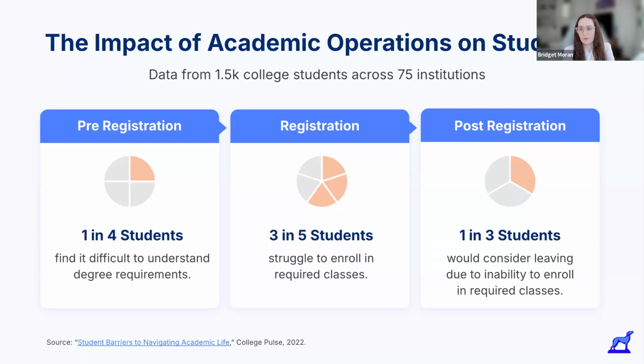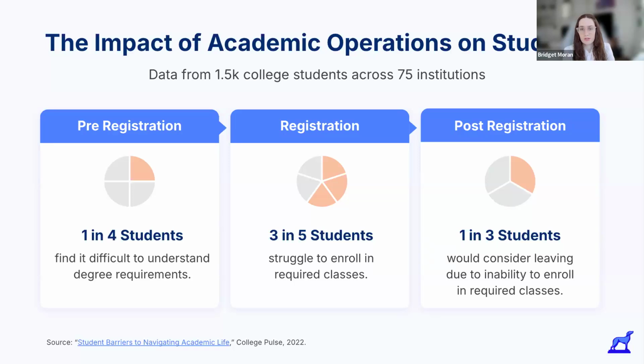And then, of course, there is the worst case scenario if students can't get into their classes. This one, I think, was probably the most impactful to me when I looked here. But 1 in 3 of the students that we surveyed said that they would consider leaving their institution if they weren't able to enroll in the classes that they need. So this is pretty staggering, right? And I think that this data really just supports ACRA's thesis here that when academic operations are managed well, this really contributes to learner success. But on the flip side, when they're poorly managed, it can really hinder student outcomes.